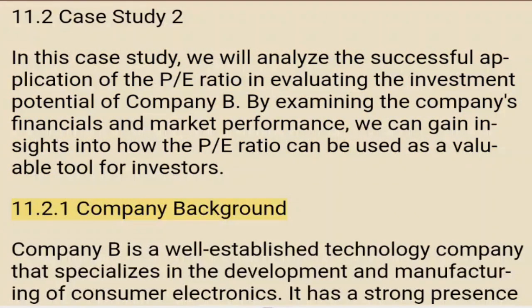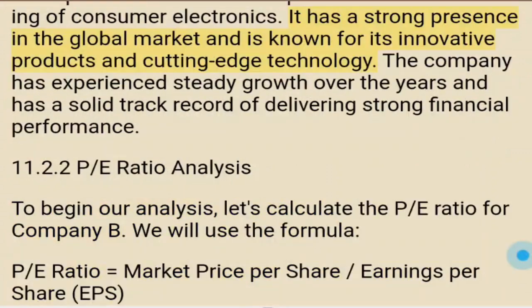11.2.1 Company background. Company B is a well-established technology company that specializes in the development and manufacturing of consumer electronics. It has a strong presence in the global market and is known for its innovative products and cutting-edge technology. The company has experienced steady growth over the years and has a solid track record of delivering strong financial performance.